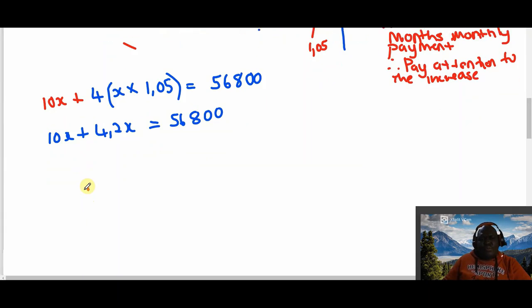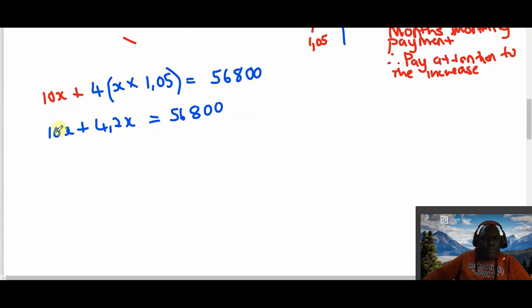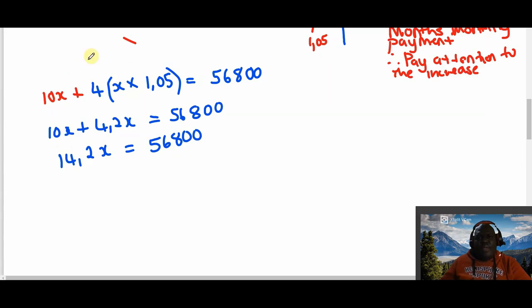is equal to 56,800, right? So from here, what we're going to do is group this together because the signs are the same, and even the x's, so we're going to add them together. So 10x plus 4.2x is going to give us 14.2x, which is equal to 56,800.